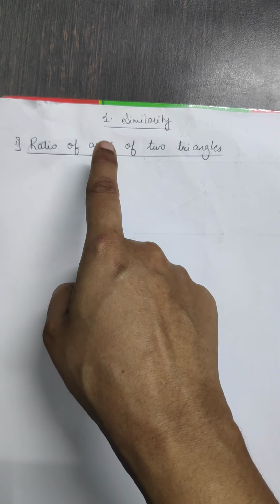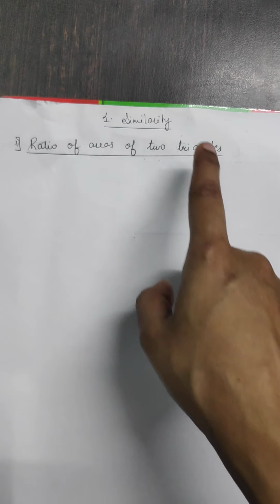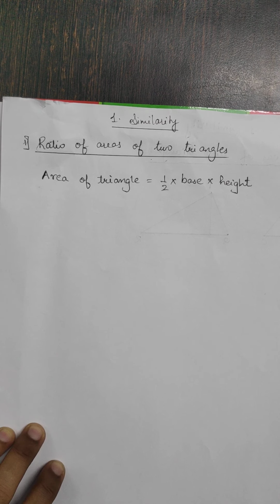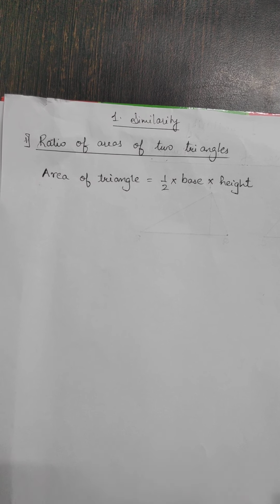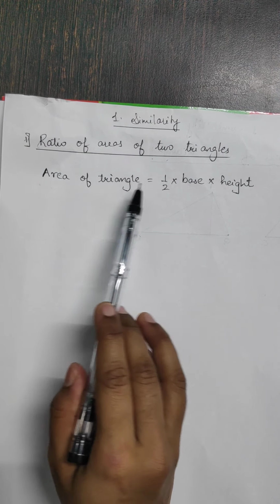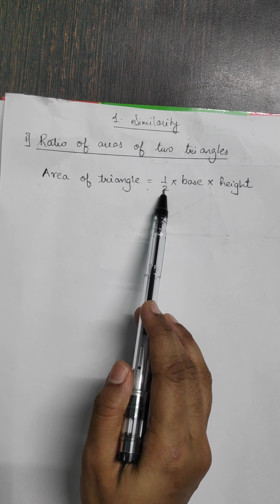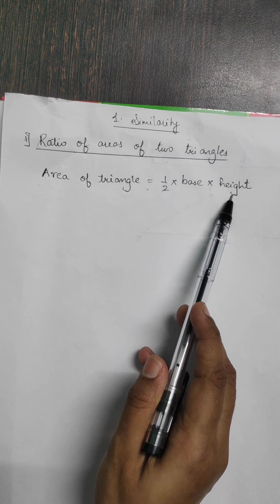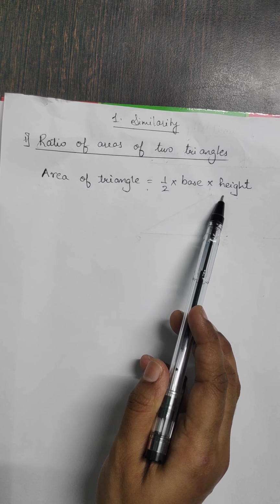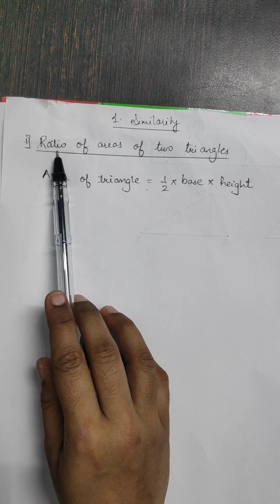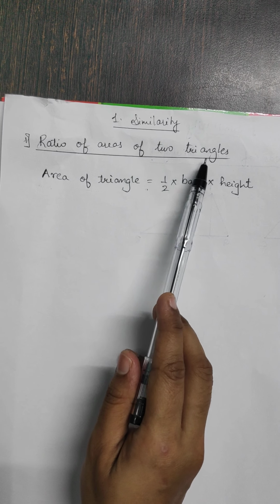But assume that if we have only one triangle with us, and we have to find the area of that triangle, which formula are you going to use? Yes, we know the area of a triangle. Area of triangle is equal to half into base into height. So with this formula, we are going to see the ratio of areas of two triangles.